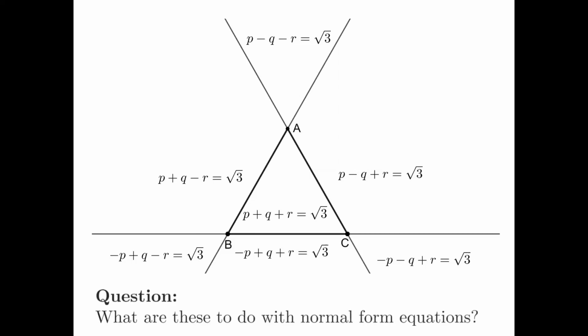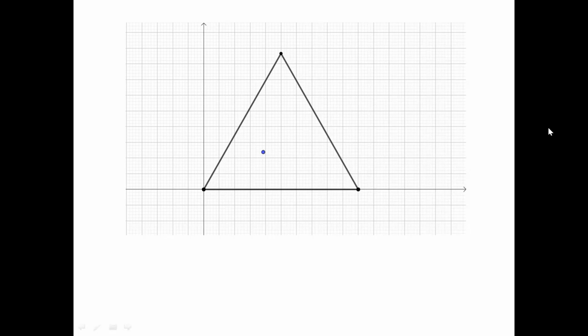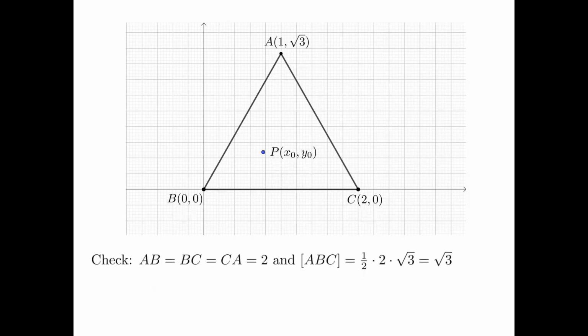Here is a big question. What does this have to do with normal form equations? Let's put the triangle in a rectangular coordinate system. The coordinate of A is (1, square root of 3), B is the origin (0, 0), C is (2, 0), and P, the arbitrary point, has coordinates (x0, y0). You can easily check the side length of the triangle is all 2, and the area of the triangle is square root of 3.